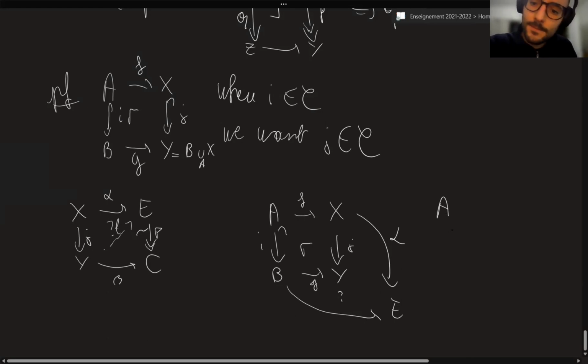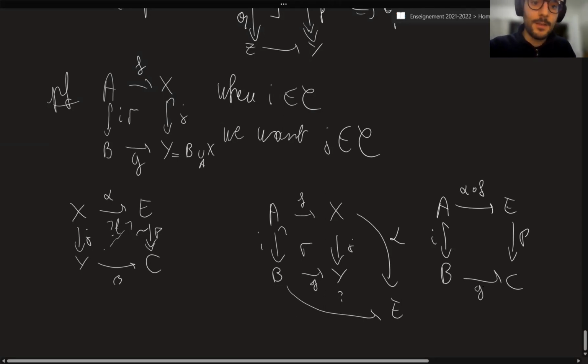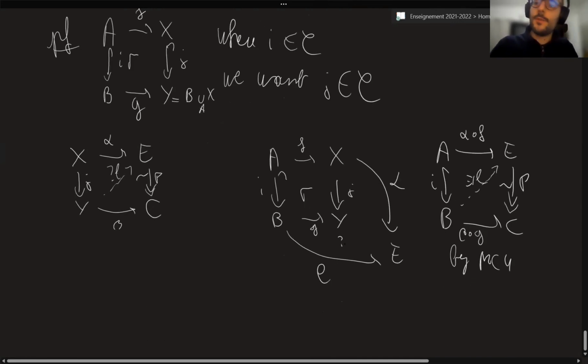Well, you use your lifting property, because now you have this diagram. So P here from A into E is alpha circle F. Here it's I, and here it's beta circle G. Now you are in a situation where you can use MC4. A lift exists by MC4, not unique. And so you have your lift L here. And so you have an induced map from Y into E. I let you check that this is the L prime that you want, and that it makes the relevant triangles commute. Little exercise.